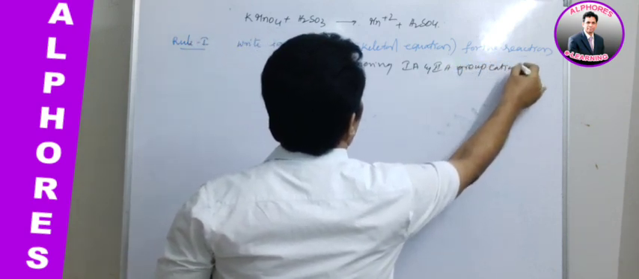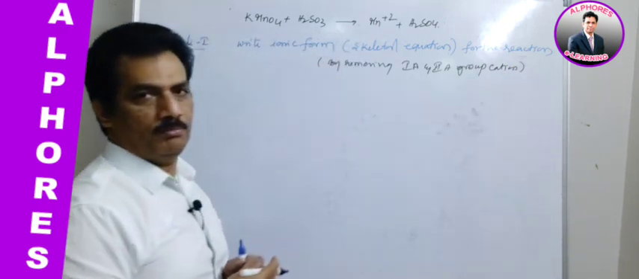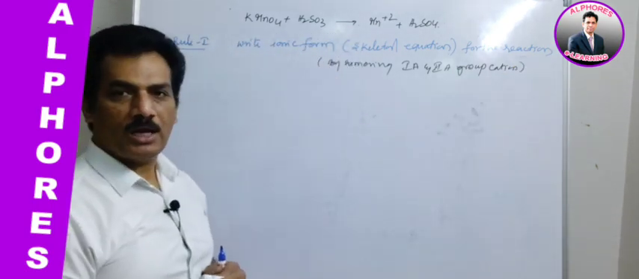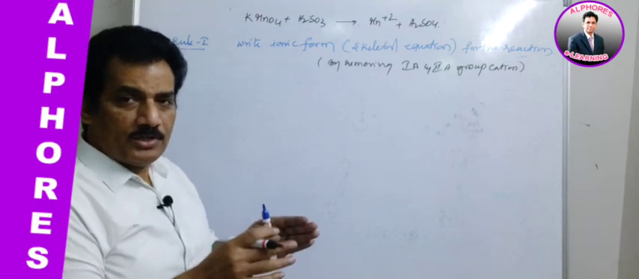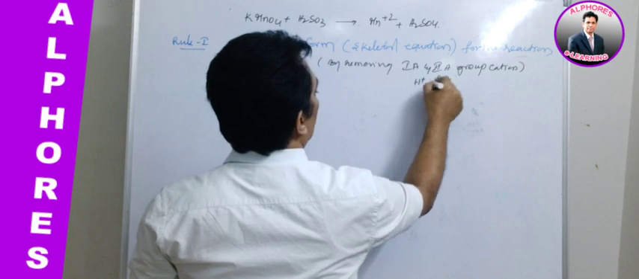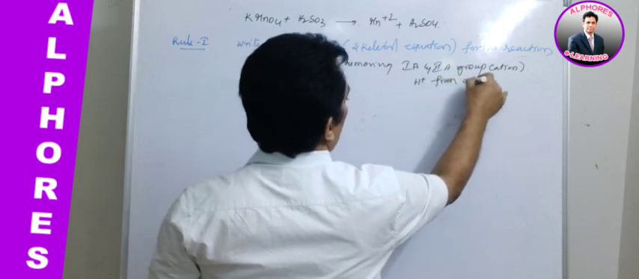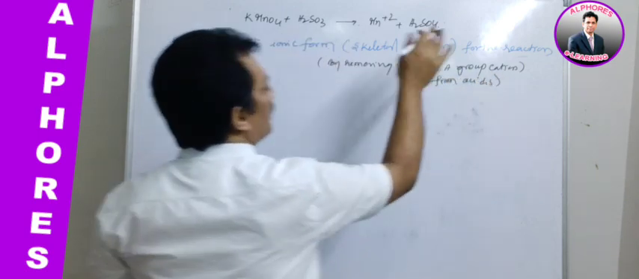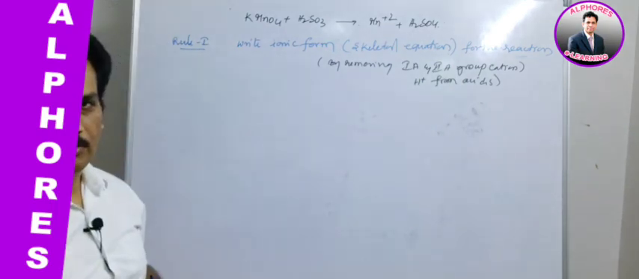Lithium, sodium, potassium, rubidium, cesium. And second A: beryllium, magnesium, calcium, strontium. All these, when present, we can remove them, and by removing H plus from acids. By doing these two, we can write the ionic form of the equation.